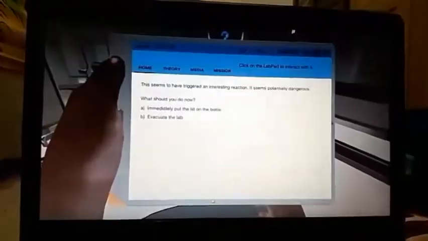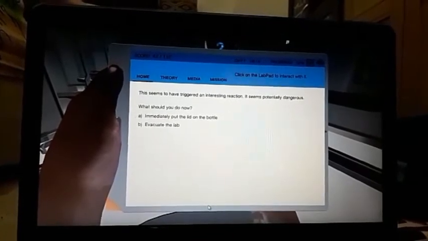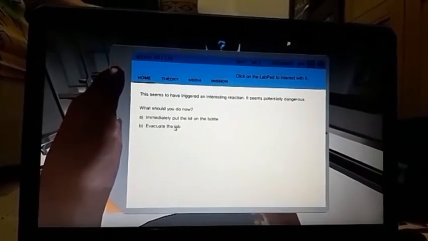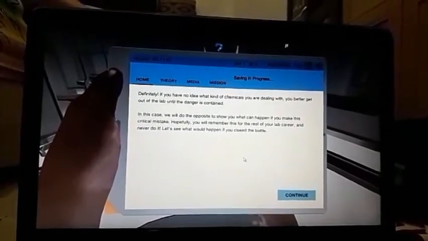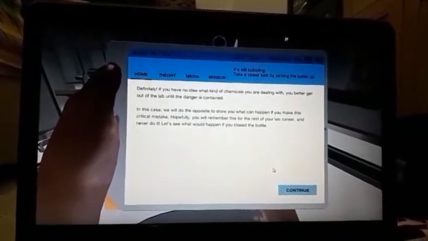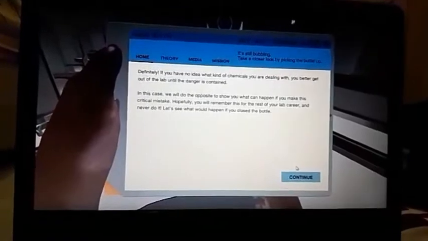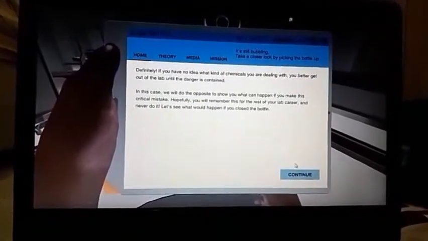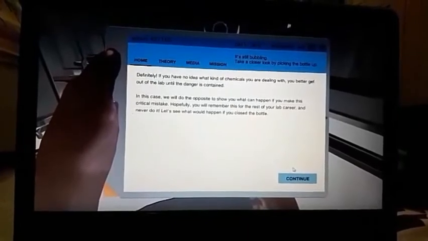This seems to have triggered an interesting reaction. It seems potentially dangerous. What should you do now? Definitely, if you have no idea what kind of chemicals you are dealing with, you better get out of the lab until the danger is contained. In this case, we will do the opposite to show you what can happen if you make this critical mistake. Hopefully, you will remember this for the rest of your lab career, and never do it.